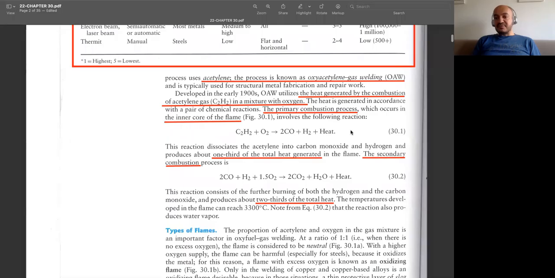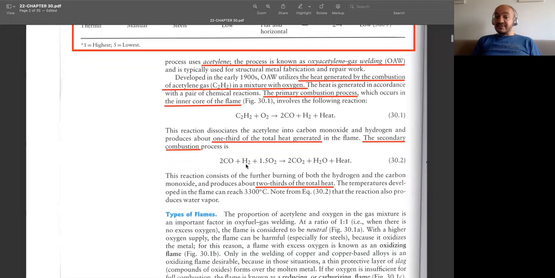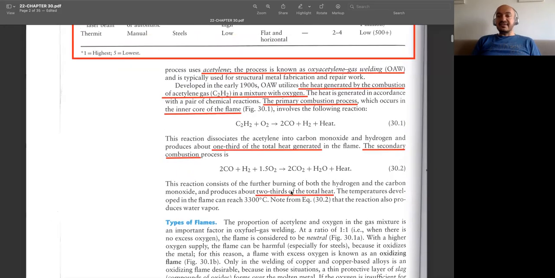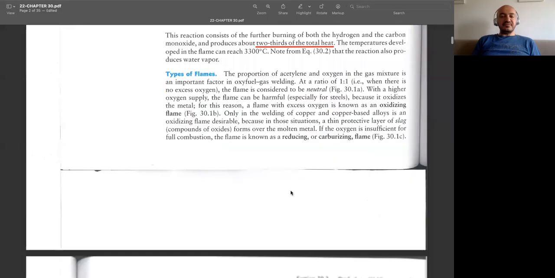After this primary reaction, we have a secondary reaction, and this time we are burning carbon monoxide and hydrogen, obviously again with oxygen. As you see, at the end of it we have carbon dioxide generated and some amount of vapor. The heat generated in this stage is higher than the heat generated in the first stage. It corresponds to 2/3 of the overall heat we are generating in this process.